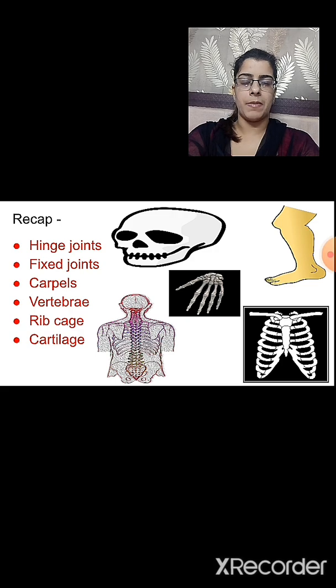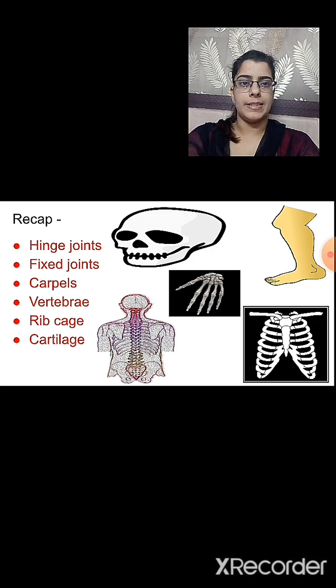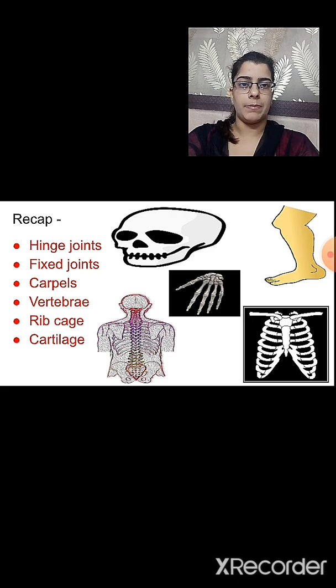Then we have studied about carpals. What are carpals? Our finger is made up of several small bones. These bones are known as carpals. Our backbone is made up of small bones, and these small bones are known as vertebrae. 33 vertebrae are present in our backbone.